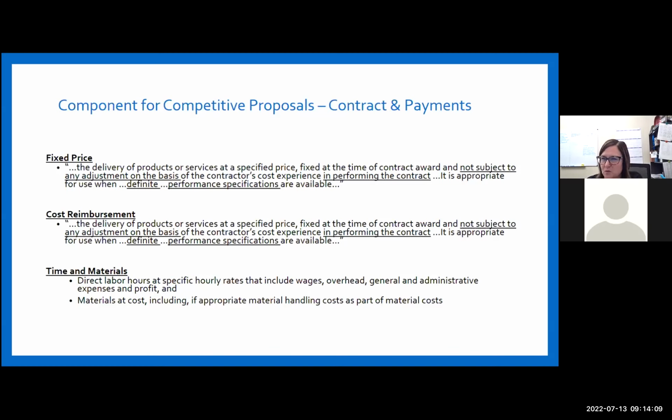Time and materials we don't really use in this particular project, but this would be direct labor hours at a specific hourly rate that includes wages, overhead, general administrative expenses, and profit. Materials at cost, including, if appropriate, material handling costs as part of material costs.